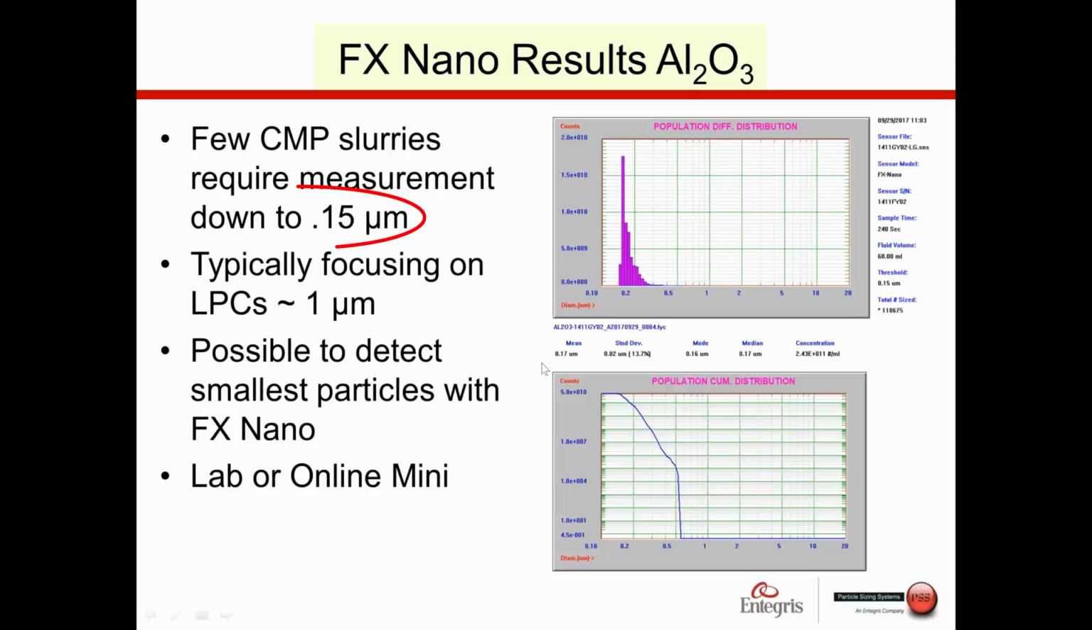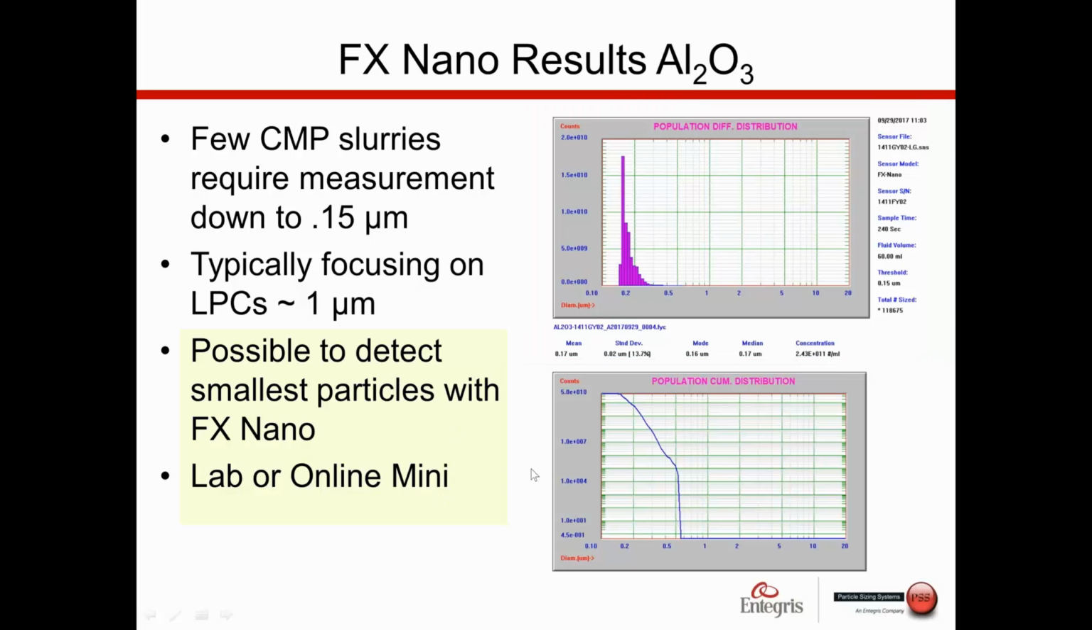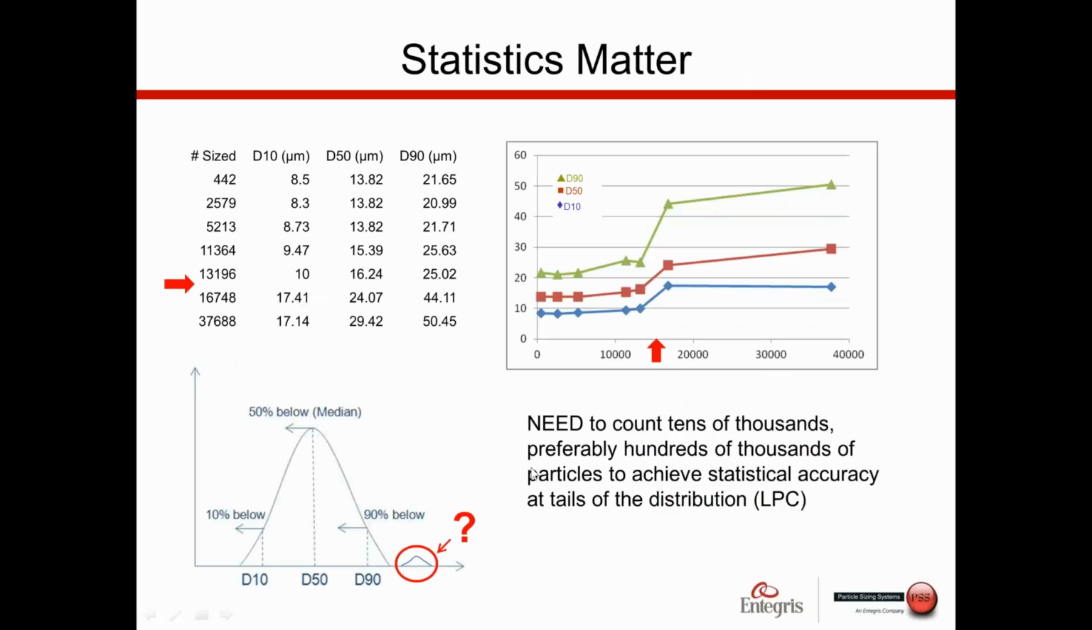Remember, this is a sensor where we have the best sensitivity down to about 150 nanometers. So here we see it's a fairly clean CMP slurry. This is the differential distribution, and we see the ability to measure down to the smallest possible particles using our systems using the FX nano, and it's possible to use this sensor either in the laboratory or online with the Mini, although it's not the most common sensor to use for the Mini systems for online CMP slurry monitoring.